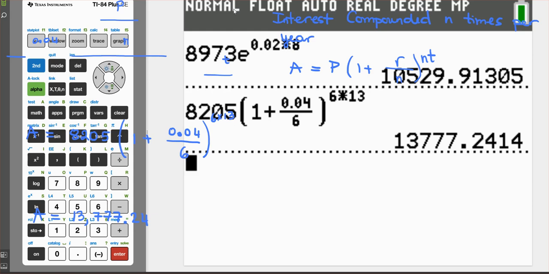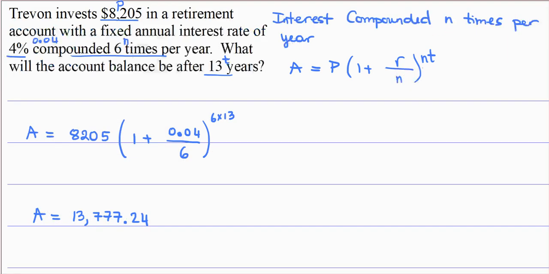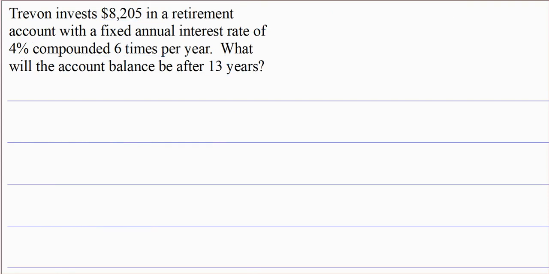So let's go ahead and go back to where we were. The next example that I'm going to show you, we will use the compounded continuously formula. So let me erase this, then move on to the next one.